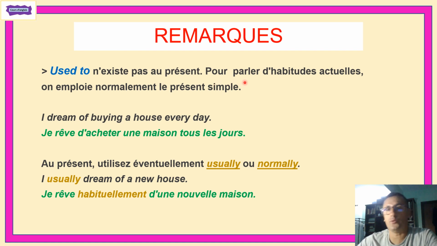Used to n'existe pas au présent. Pour parler d'habitude actuelle, on emploie normalement le présent simple. Par exemple, I dream of buying a house every day. Je rêve d'acheter une maison tous les jours. Au présent, utilisez éventuellement usually ou bien normally. I usually dream of a new house. Je rêve habituellement d'une nouvelle maison.